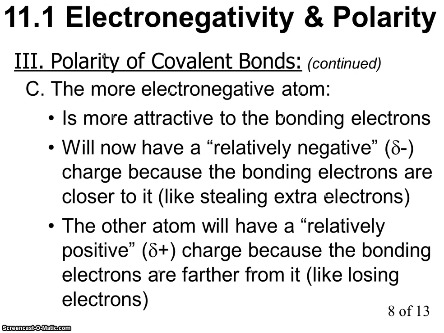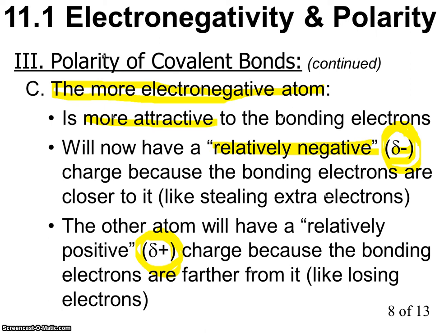So to summarize, when you're comparing the two atoms, the one that is more electronegative is more attractive to the bonding electrons. And that means it's going to have a relatively negative charge. And we use this symbol. This looks like a lowercase g. It's actually a lowercase Greek delta, delta positive and delta negative, meaning partially negative or relatively negative compared to the other atom.